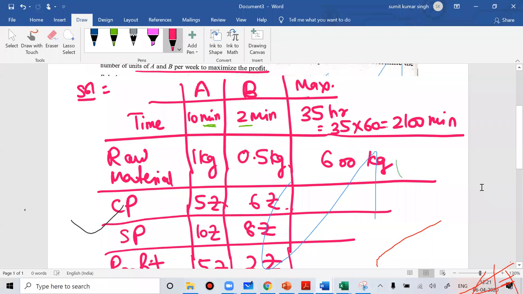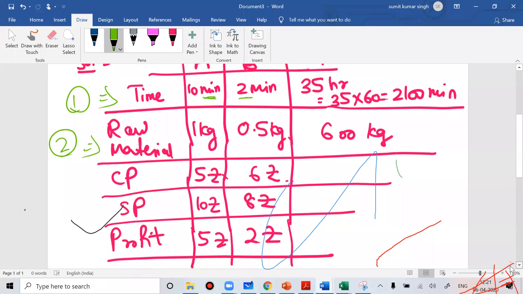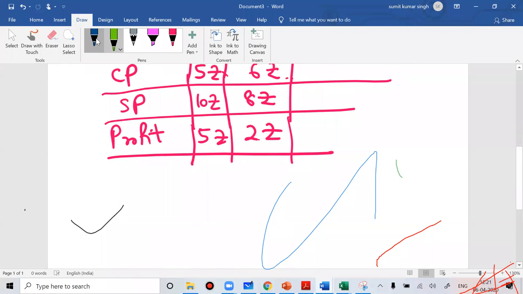And this is constraint number one, and this is your second constraint. The second constraint is of raw materials, to maximize the profit in a week. So what you will do after this, you write your decision variable.